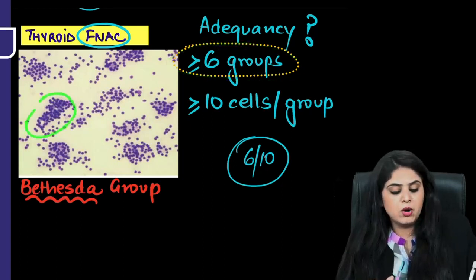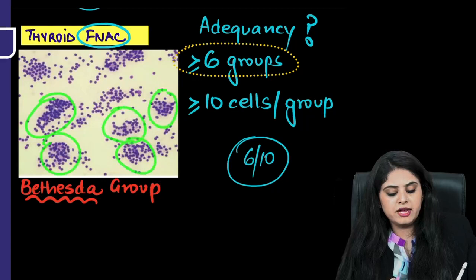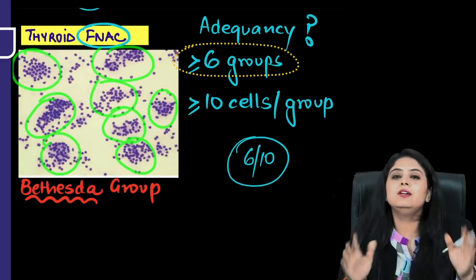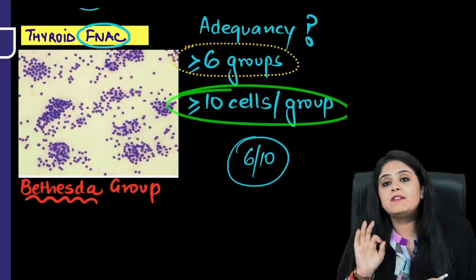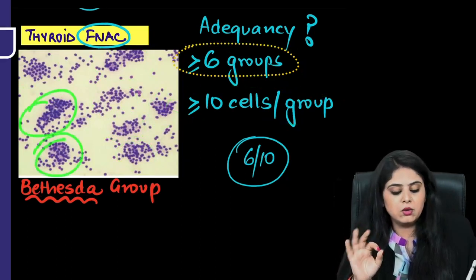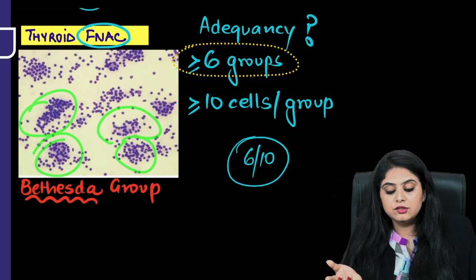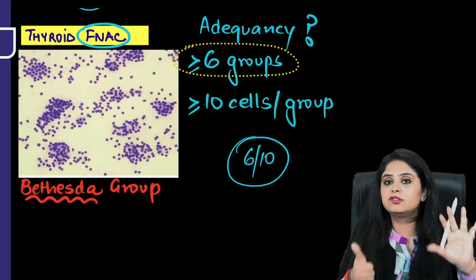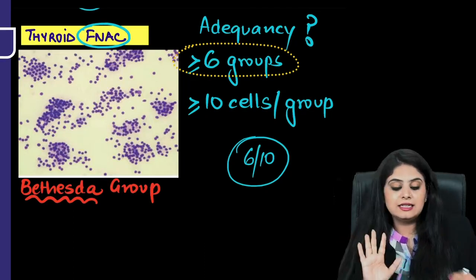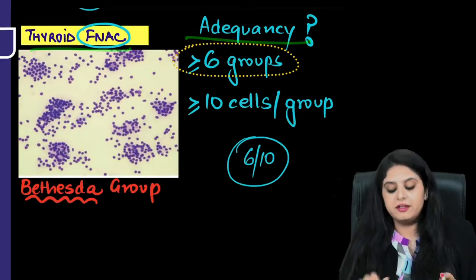Count करते हैं. 1, 2, 3, 4, 5, 6, 7, 8. Many groups are there. So minimum 6 groups should be there. And every group should have at least 10 cells. I don't think I need to count. 10 se to zyada hi hai, right? So 6, 10 means there should be 6 groups and each group should have 10 cells. So 6, 10, 6, 10 yaad rakhna. That is going to be your adequacy for thyroid FNACs.